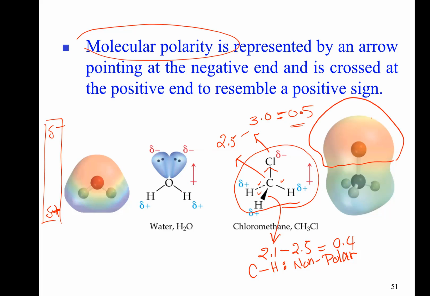The chlorine end has more electron cloud with more negative charge. The hydrogen ends, which are blue, are suffering from a shortage of electron cloud, so they are positive. If I want to show the direction of polarity, I always start from positive and draw an arrow toward the negative, just like this. So this is showing that chloromethane, this molecule, has a positive end and a negative end. So overall, this molecule is polar.